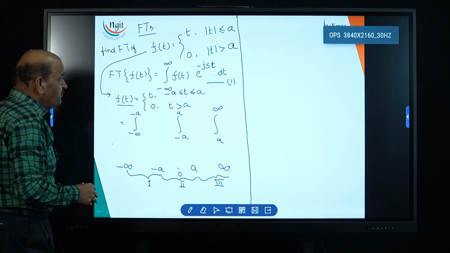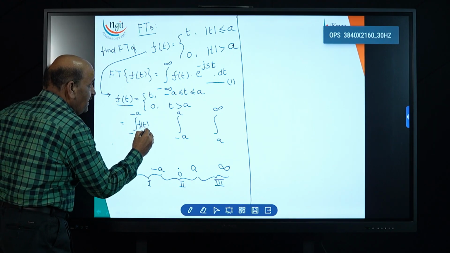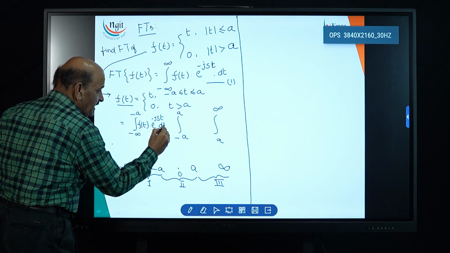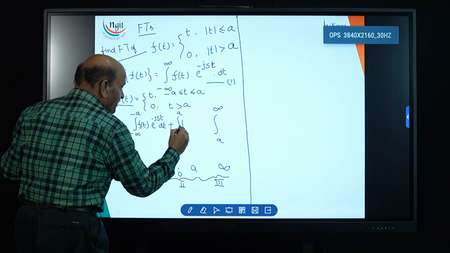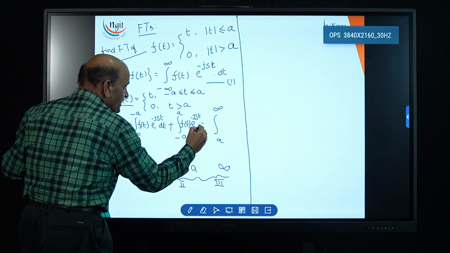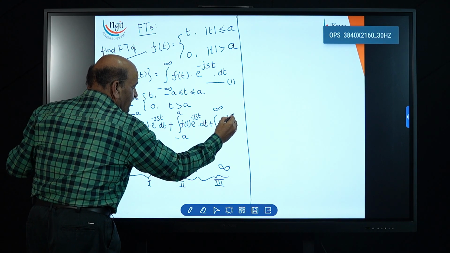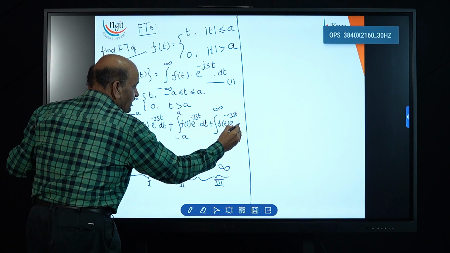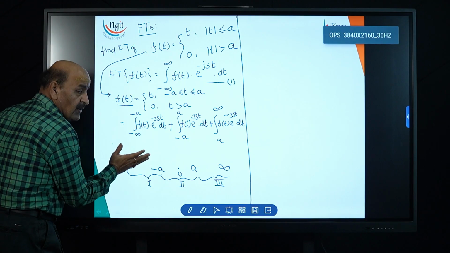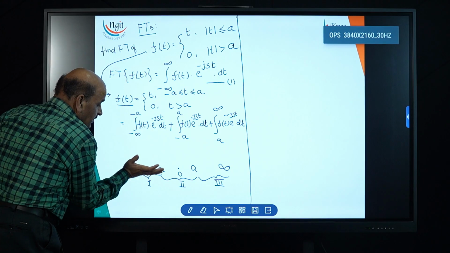Now, what is there in the kernel of the integral? f of t e power minus jst with respect to dt, plus the same thing f of t e power minus jst with respect to dt, plus f of t e power minus jst with respect to dt. Understand, with respect to dt. Now I am erasing this. I made it for your understanding purpose.